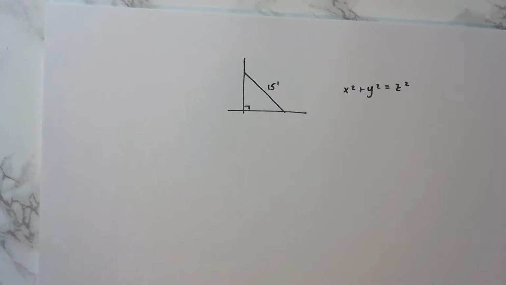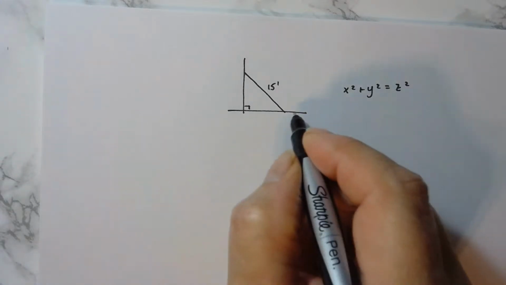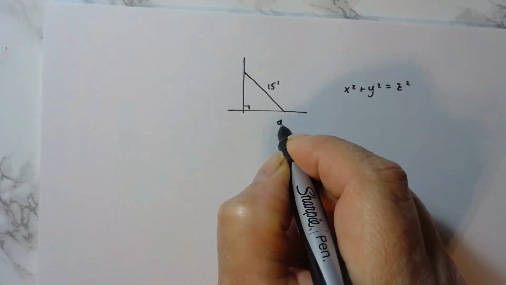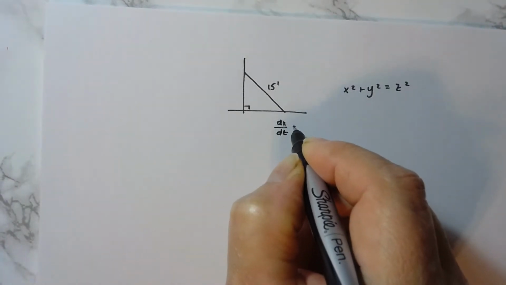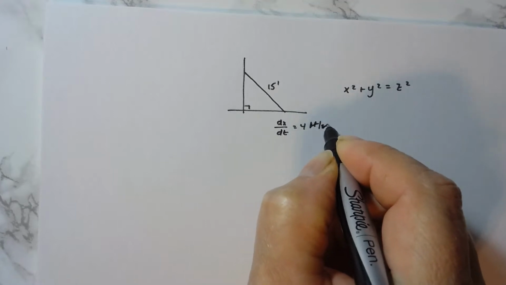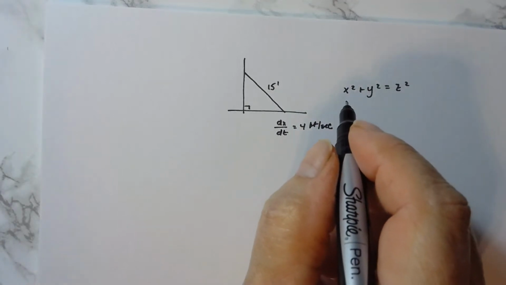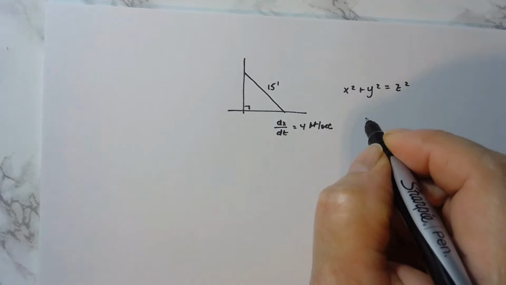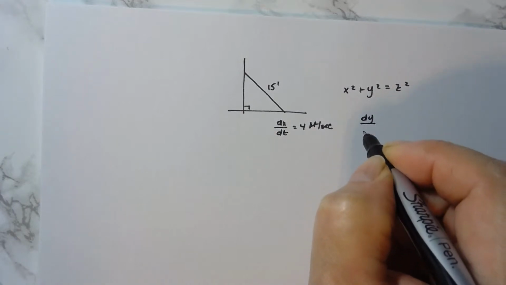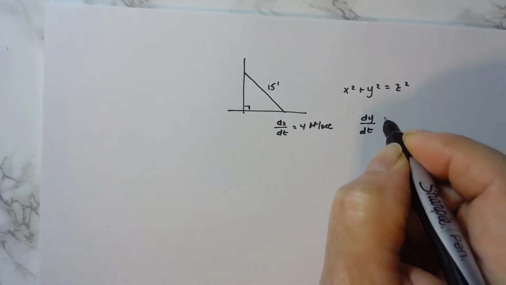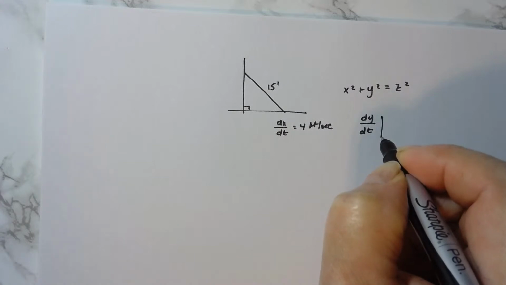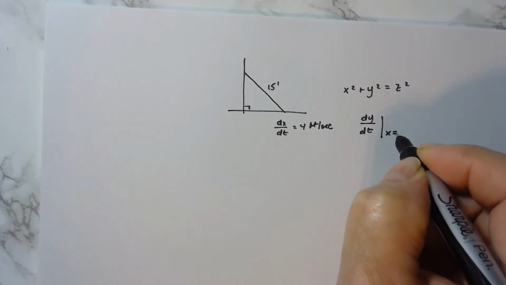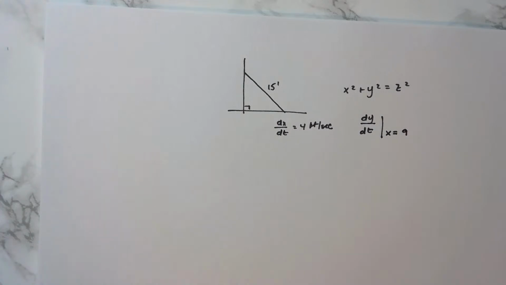Okay. The bottom of the ladder is being pulled away from the house at a rate of 4 feet per second. So what do I call this side? This is x. dx/dt is equal to 4 feet per second. How fast is the top of the ladder sliding down? So the question is, what am I trying to find? How fast the top is sliding down when the bottom of the ladder is 9 feet from the wall.